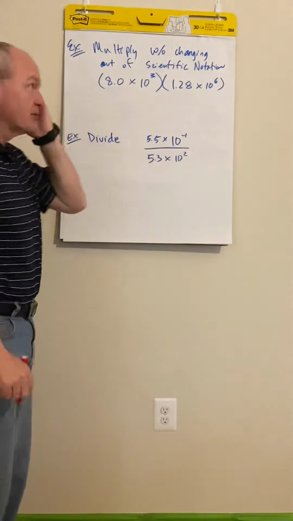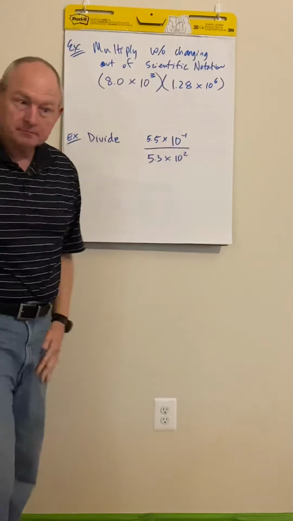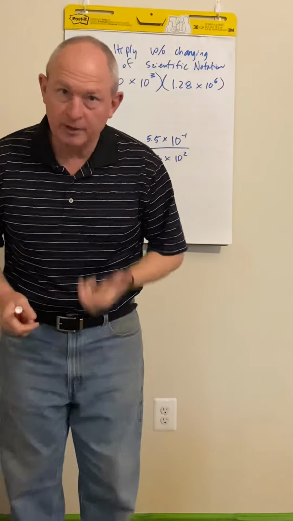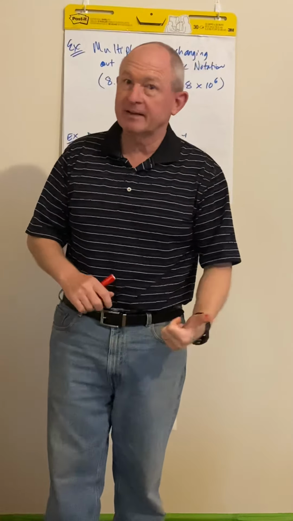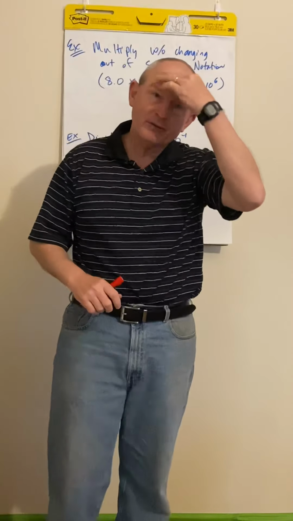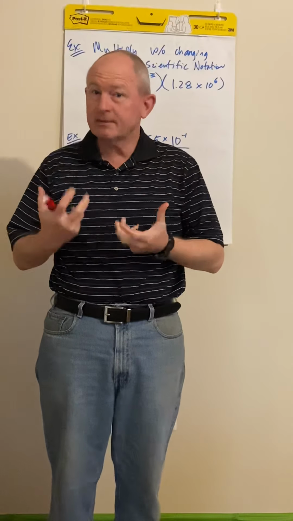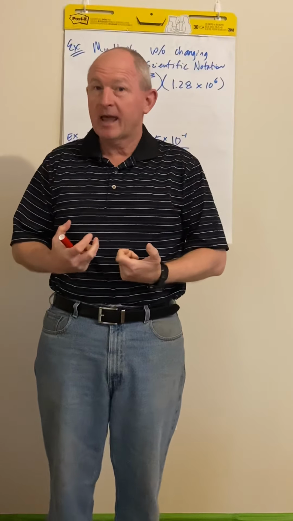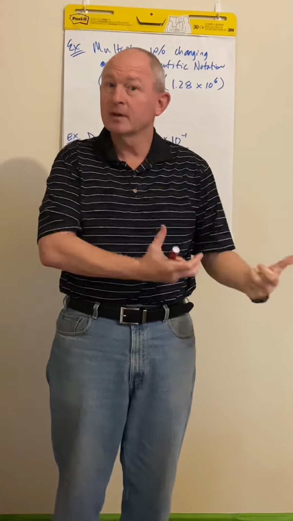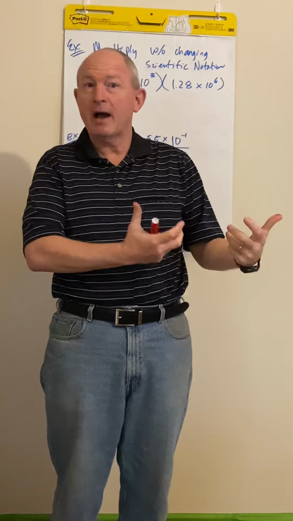So when we multiply a number that's in scientific notation by another number that's in scientific notation, all we really have to do is multiply the decimal parts together, and then we're going to multiply the power of 10 parts together too.